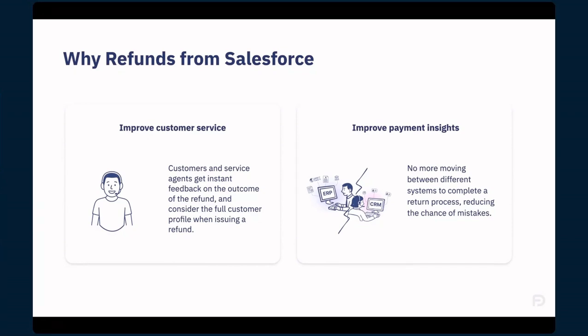So let's say you have somebody who's notoriously fraudulent, then you can stop sending a refund because they have open invoices still left. On the other hand, you don't need to move between different systems to complete the returns process, or reduce the chance of mistakes because you work from the heart of the customer profile.